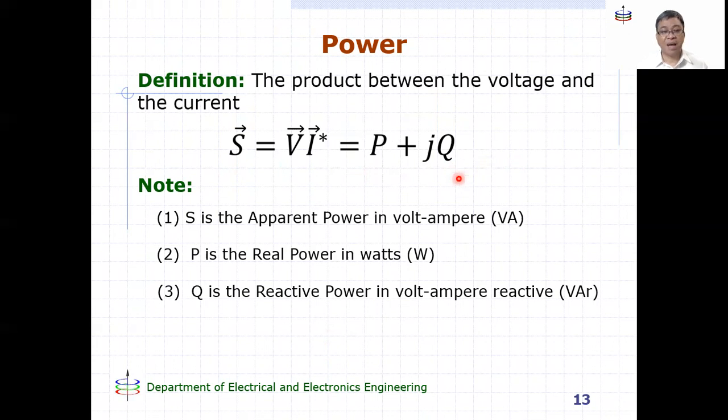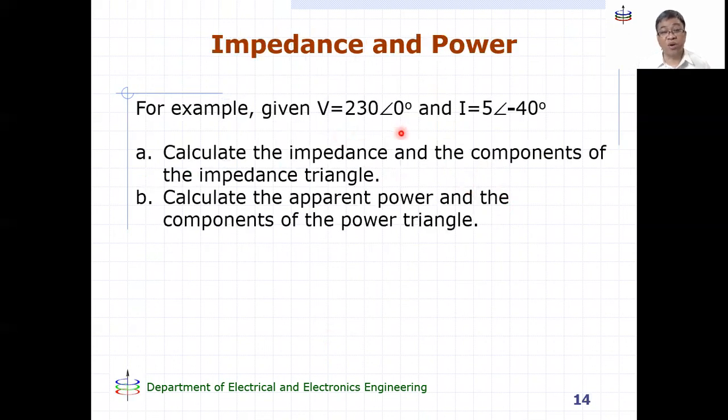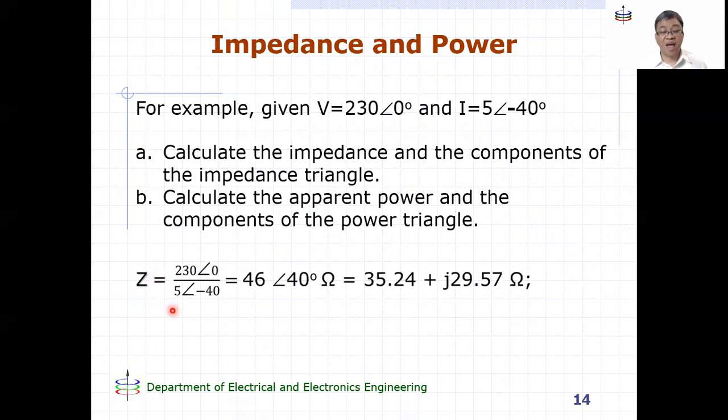So an example. Suppose you have the voltage 230 angle 0. Again, that's a phasor in polar form, and a current phasor in polar form as well, 5 angle minus 40. We're asked to calculate the impedance and the components of the impedance triangle, and to calculate the apparent power and the components of the power triangle. For the impedance, we simply get the ratio between these two. Z is equal to 230 angle 0 over 5 angle minus 40. You divide the magnitudes, that's 46. You subtract the angles, 0 minus negative 40 is positive 40. This is our impedance in ohms, in polar form. We convert it to rectangular form: 46 cosine 40 is 35.24. The imaginary component, 46 sine 40, is 29.57 ohms. That's the impedance, that's the resistance, and that's the reactance of it.